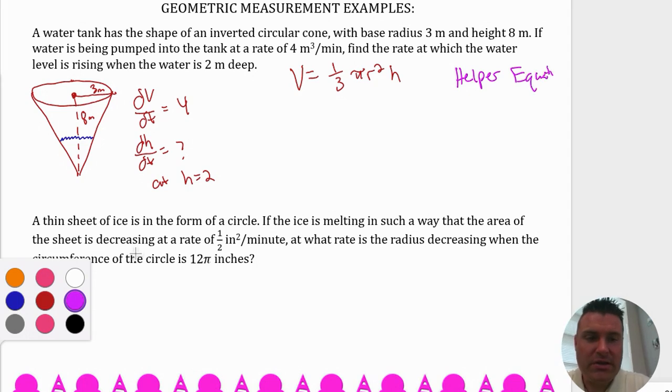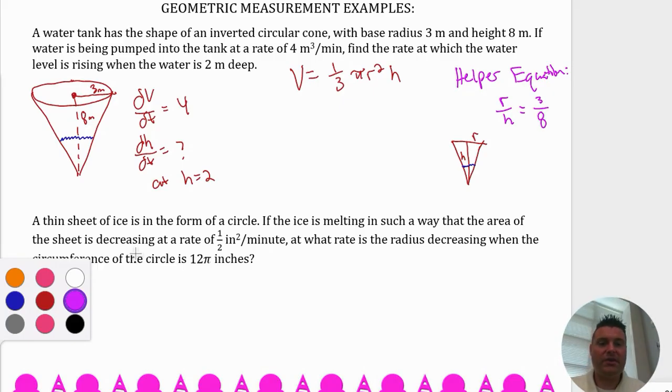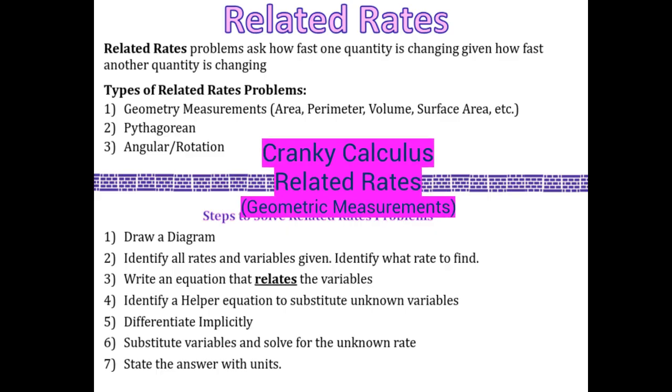All cones have the same helper equation if they are going to be inverted, going to give us similar triangles. So pretty much if I were to take this cone right here and make a 2D picture of it, my r over h is always equal to the form of 3 over 8, because our r is always 3 and our h is always 8.